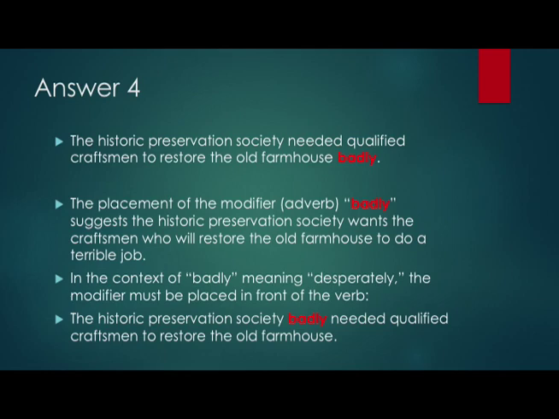So if we recognize that we're using the word badly in the sense of desperately, now we know that the Historic Preservation Society is desperately looking for those people who are capable of restoring the old farmhouse. So we need to move the position of badly to another place in the sentence. So the correct suggestion here would be, the Historic Preservation Society badly needed qualified craftsmen to restore the old farmhouse. So here we're placing the modifier badly, as in desperately, in front of the verb, because the verb needed is the important thing.